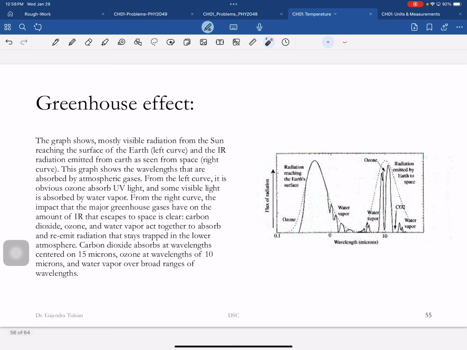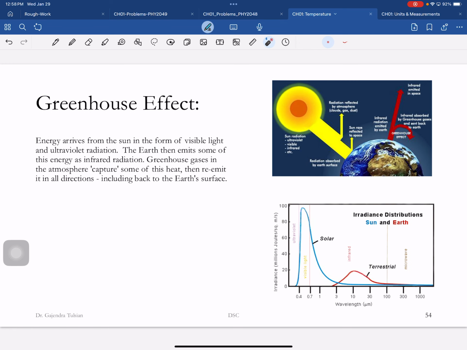We've talked about the greenhouse effect before. Do you want to be reminded of it? You care to hear about it again? Okay, 30 seconds on a very important topic.